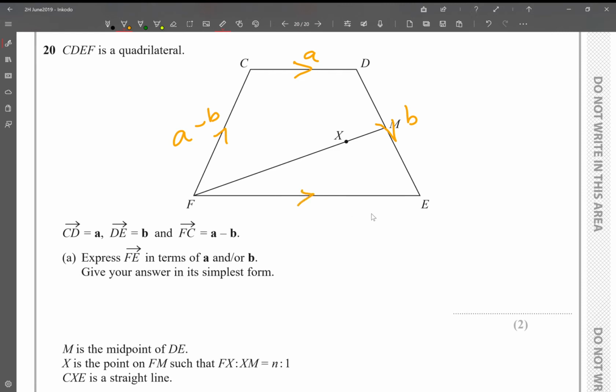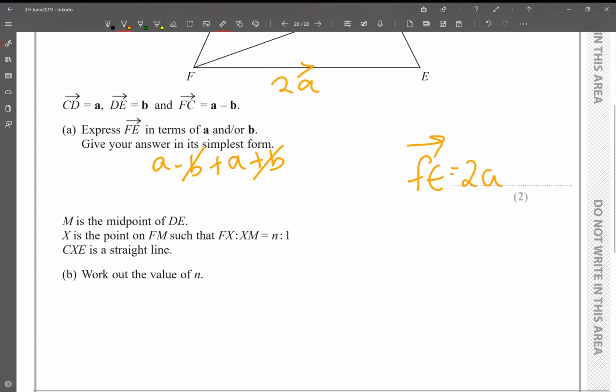So what do you have to do? F to E, where we're travelling around, this one's not too bad. You're just literally adding up the 3 vectors that you've got. So it'd be A minus B plus A plus B, and you end up with FE equals 2A, and the B's cancel, the minus B and the plus B. So FE is just 2A. Usually you use whatever you get from part one in the second part. Let's have a look.